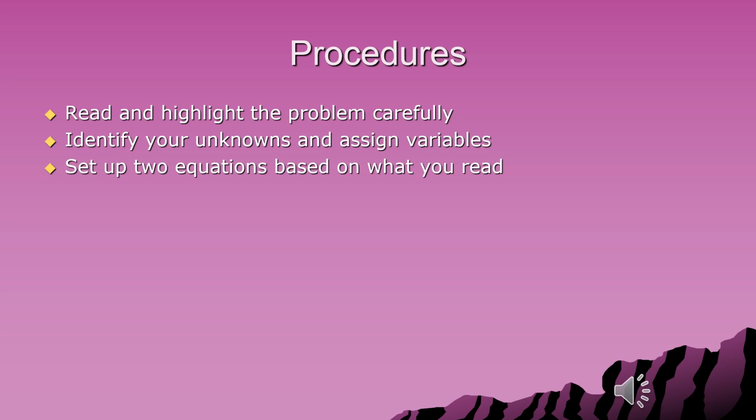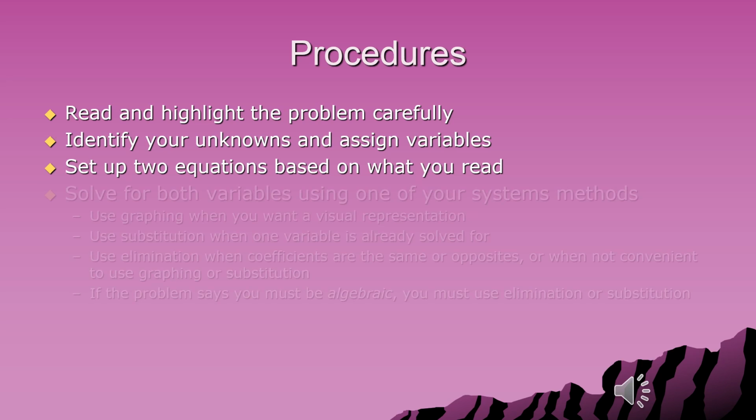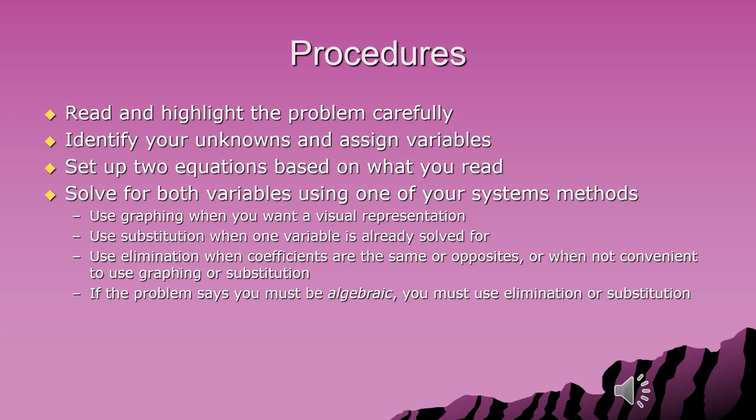Set up two equations based on what you read. Solve for both variables using one of your systems methods. You can use graphing if you want a visual representation, substitution when one variable is already solved for, or elimination when coefficients are the same or opposites, or when it's not convenient to use graphing or substitution. If the problem says you have to do algebraic, you have to use elimination or substitution. Make sure at the end you're answering the question that was asked of you by using a conclusion statement.